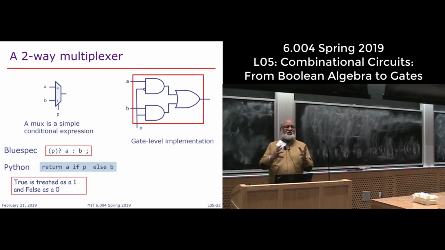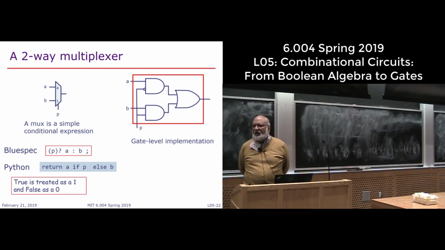Now the interesting part of this circuit is, suppose the value of A is 32 bits. Suppose the value of B is 32 bits. But I still have a 1-bit selector, picking between them. So how big is this circuit? What will this circuit look like? How many gates will you have?